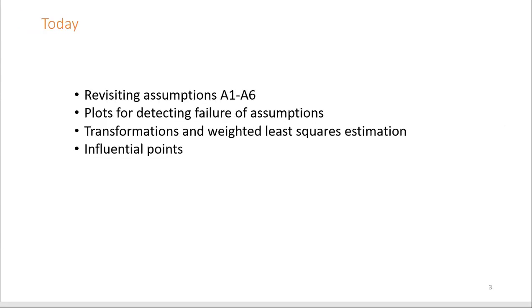So today we're going to be revisiting the standard assumptions, and to see what the consequences are to the OLS estimator when each assumption fails, how we can detect violations of assumptions, and how to deal with the violations.